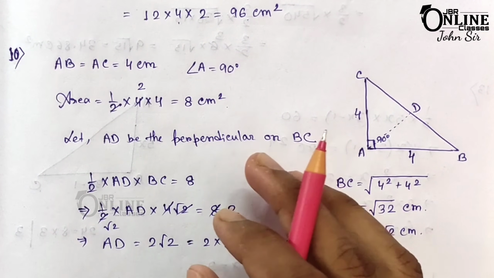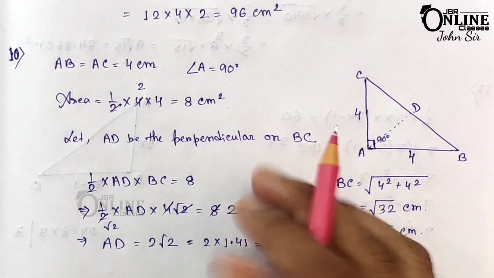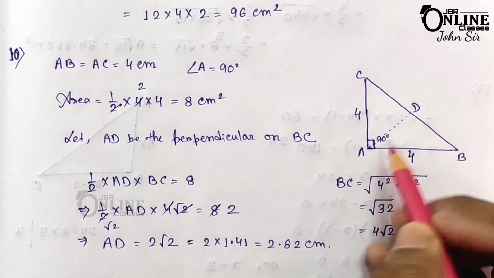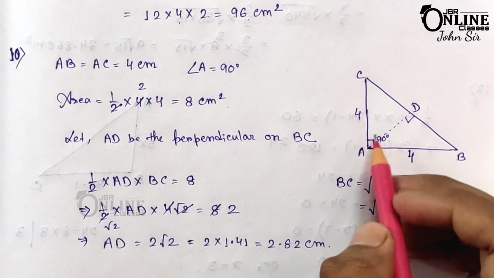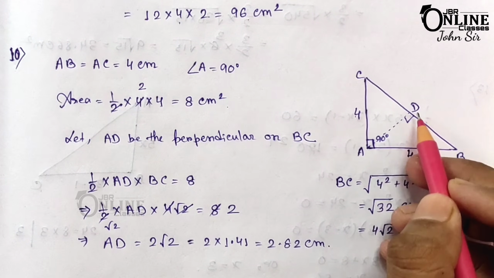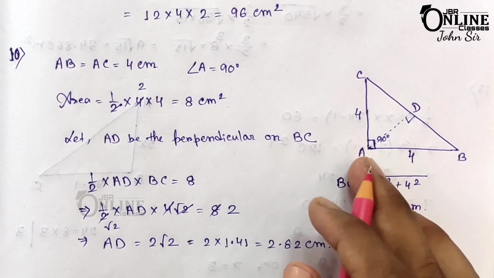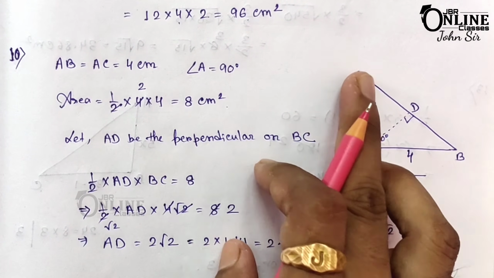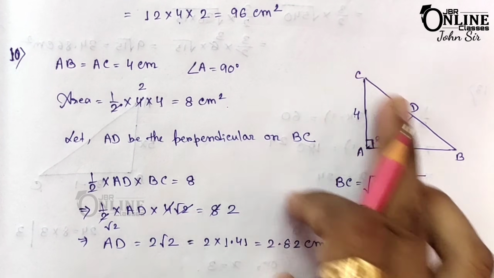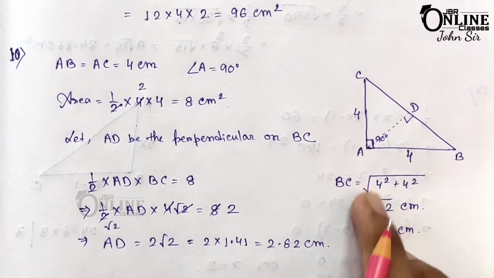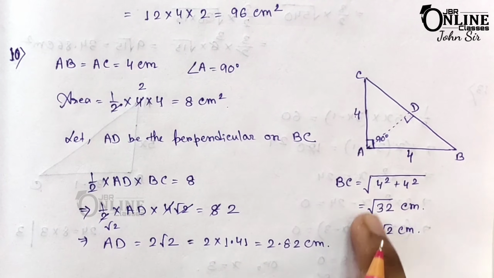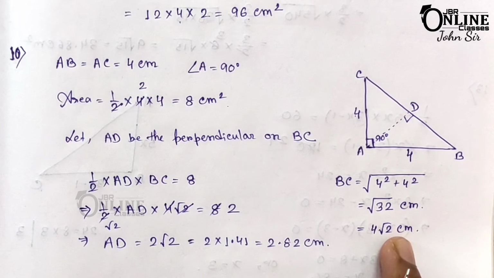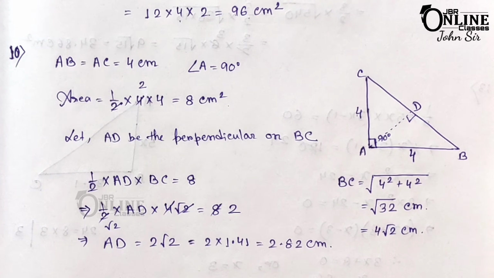Now next, also find the length of the perpendicular from A to BC. So this is the perpendicular. Here AD is the perpendicular on BC. Now you have to find out the length of AD. Before that, first you have to know the length of BC also. Here BC is the hypotenuse. So BC means root over height square plus base square. So it will be root 32, that means 4 root 2 centimeter. So 4 root 2 centimeter is the length of BC.